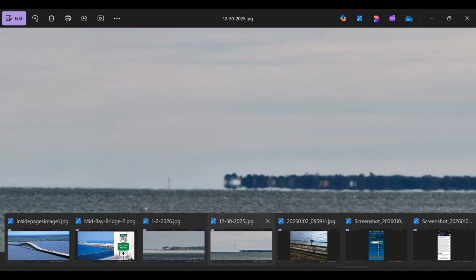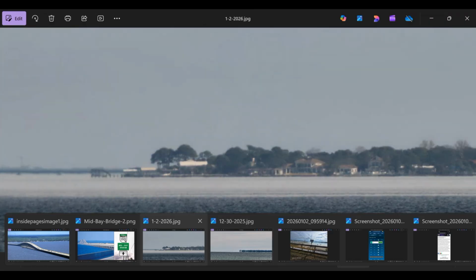That's air in the 40s, water in the 60s. This is air in the 60s, water in the 60s. It's huge, a massive, massive difference.